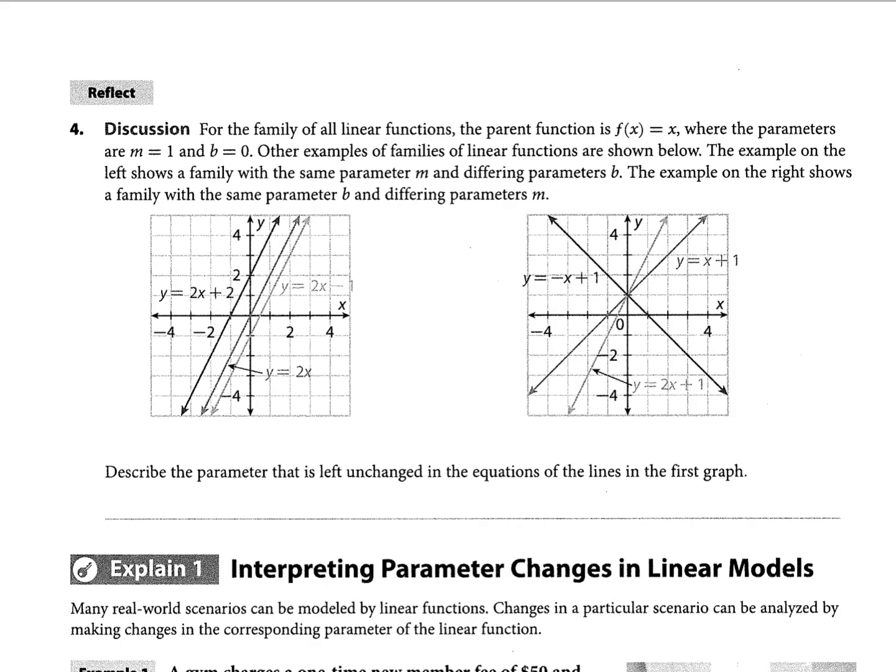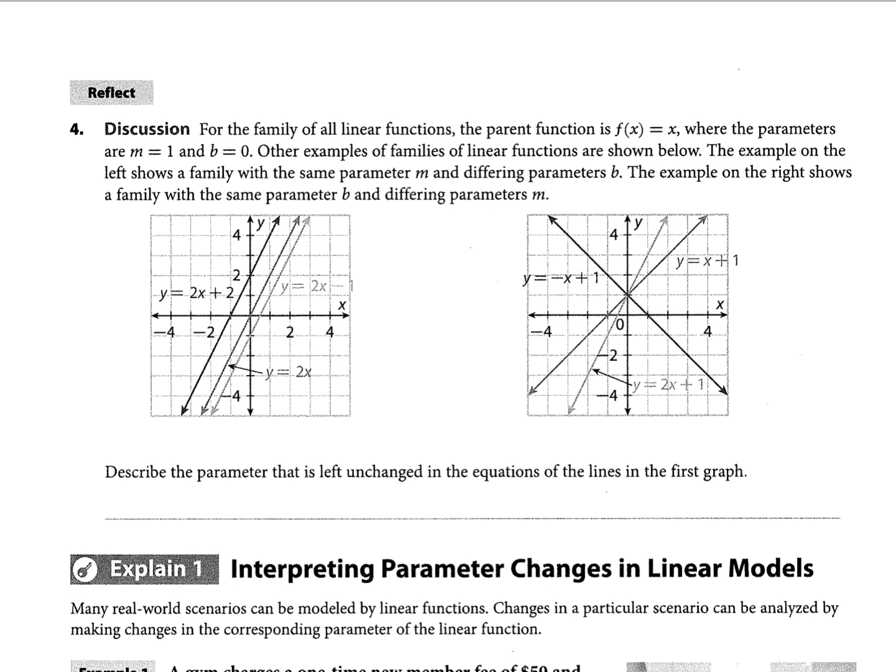For the family of all linear functions, the parent function is f of x equals x, where the parameters are m equals 1 and b equals 0. Other examples of families of linear functions are shown below. The example on the left shows a family with the same parameter m, so all the slopes are the same, and differing parameters b. The y-intercepts are in different spots. The example on the right shows a family where they have the same parameter b, all of them cross at the same point on the y-axis, but they have different slopes.